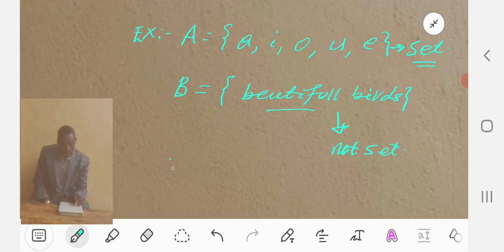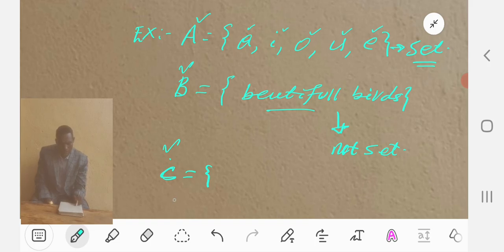Let's consider set C. You know that the names of sets are given by capital letters. Here A is capital, B is capital, and C is capital. That means the names of sets are given by capital letters. And look here, elements A, I, O, U, E are small. Therefore, the elements of the set, if they are letters, must be lowercase or small letters.